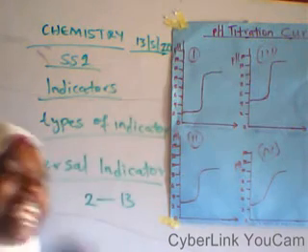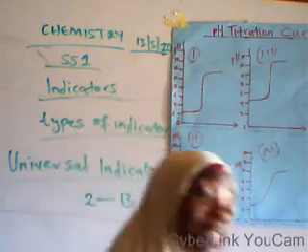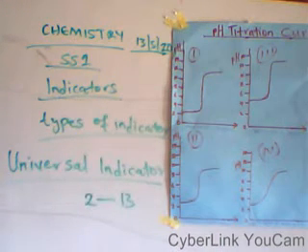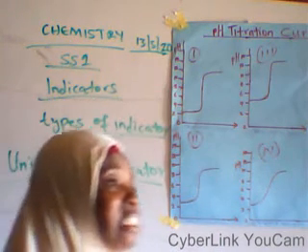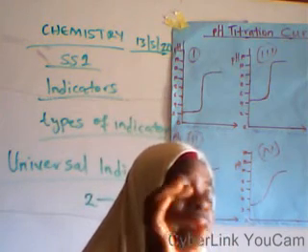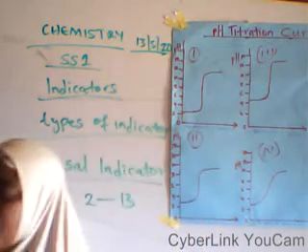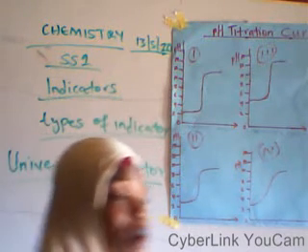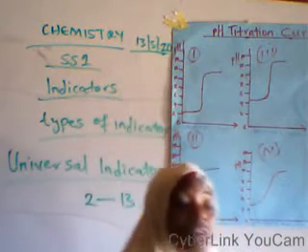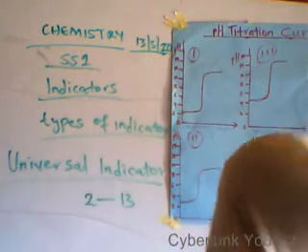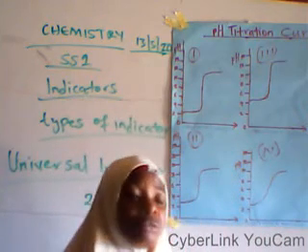Number 3 is that they are easily detectable. That means you can detect them because of their color change. And then another one is that they produce what? Sharp color change points. That's because they have different colors. So they produce these colors according to the pH of the solution.